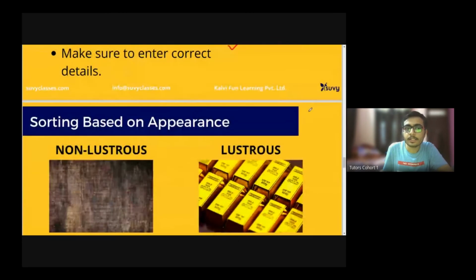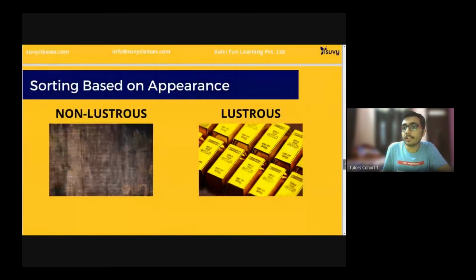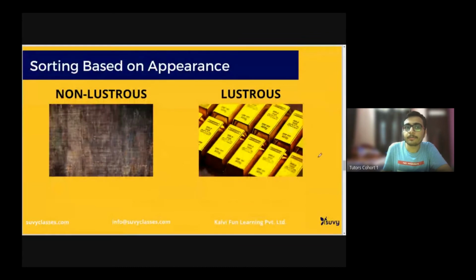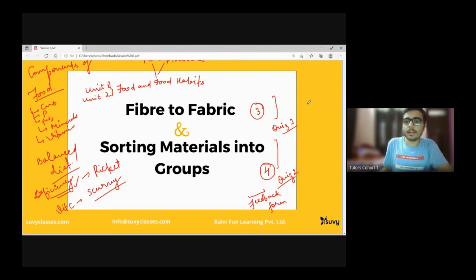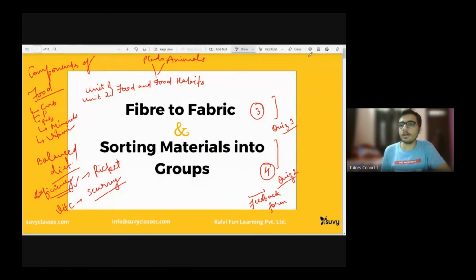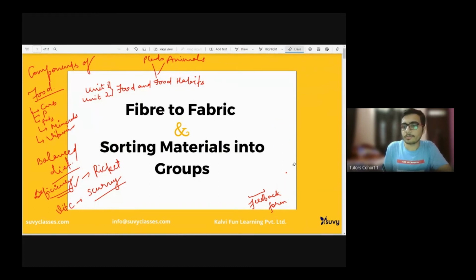sorting of materials, right? Sorting of materials. I'll give a brief intro here. Or let's do one thing. Let's move to the first slide that I presented today, and there I will give you a brief. Just a moment. I could have done this earlier. Sorry for that. No issues.